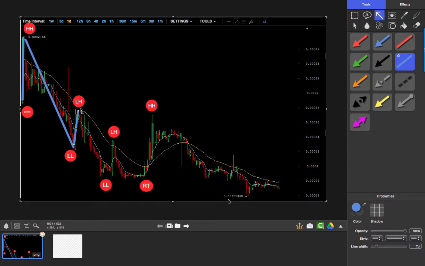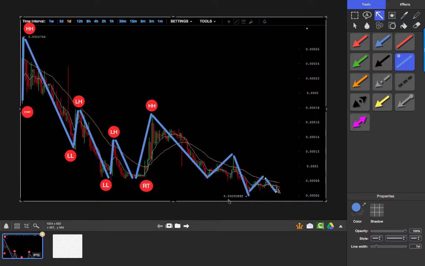And then we are making a new lower low, and then a lower high. This high is lower than this one, and then we are making a retest, and then a higher high, and then a retest again, and then a lower high, and then a lower low, and then a lower high, and now we're retesting.